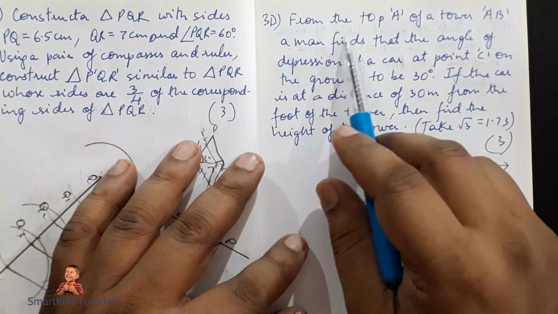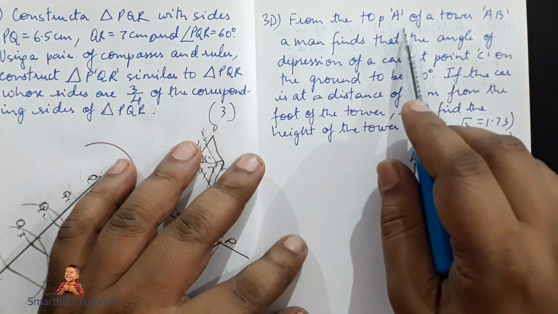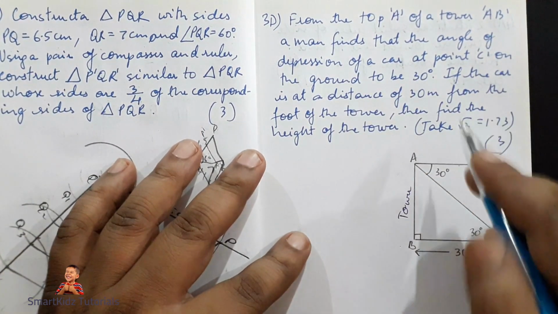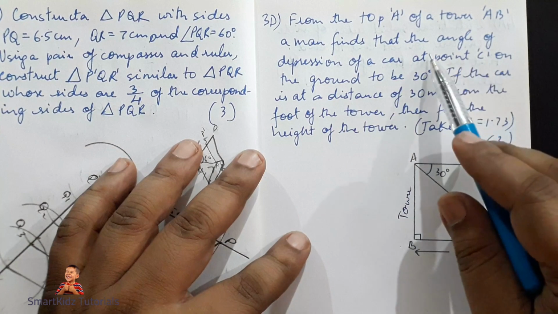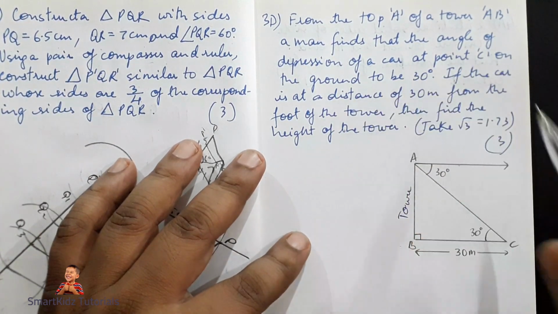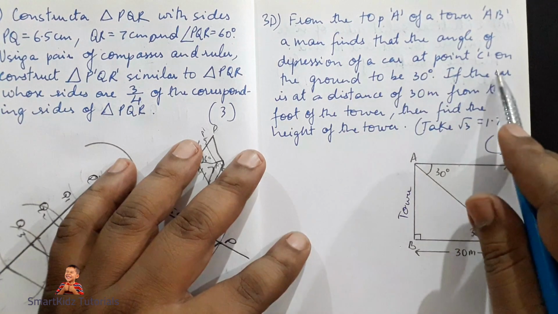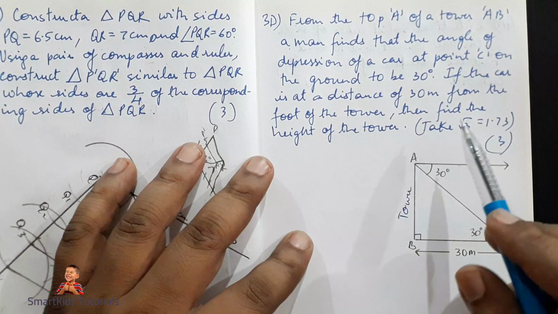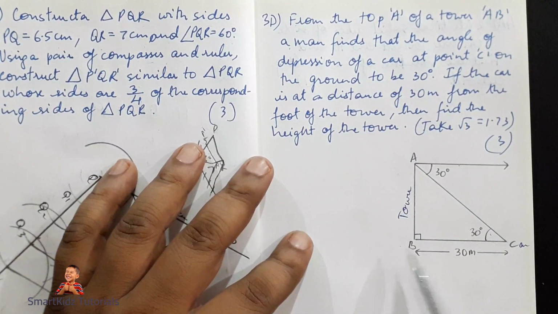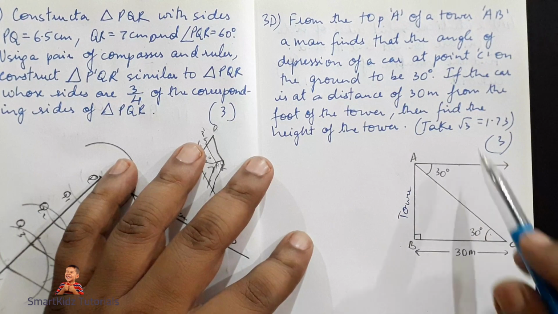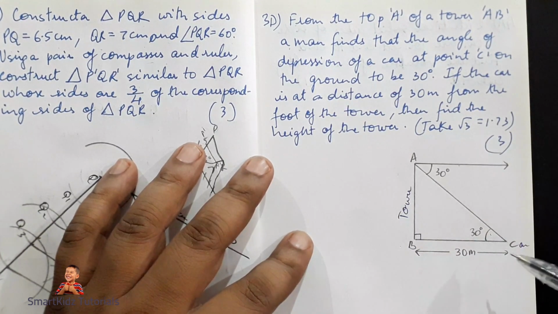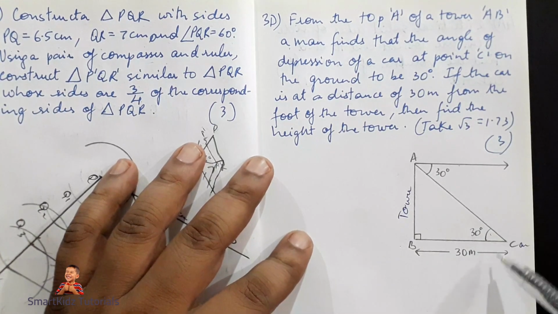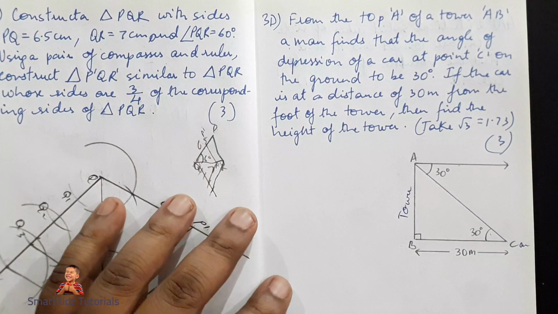Next question, 3D. This is for 3 marks. From the top A of a tower, this is a tower. So I will mark it as tower AB. A man finds that the angle of depression of a car, so the car is over here at a point C on the ground, to be 30 degrees. If the car is at a distance of 30 meters from the foot of the tower, then find the height of the tower. So we need to find the height of this tower. In other words, we need to find AB when BC is given and the angle given is 30. That means we'll have to take tan 30 for this.